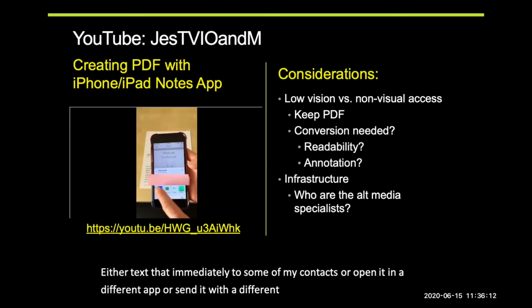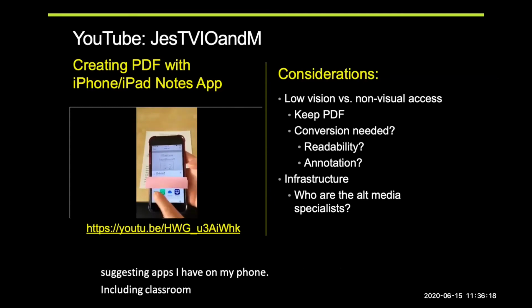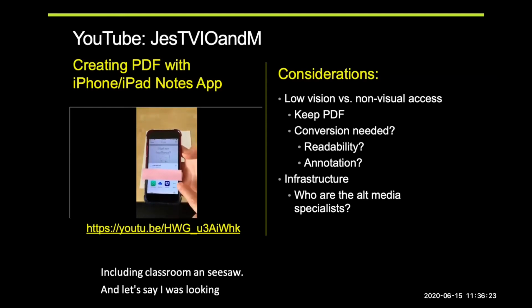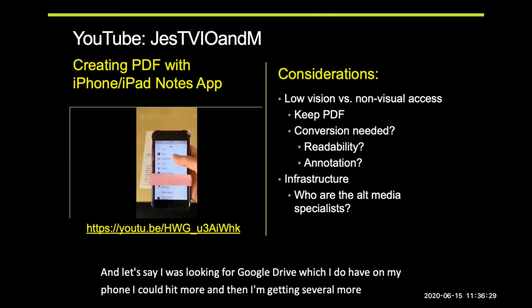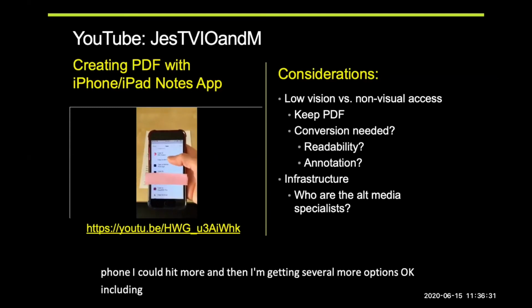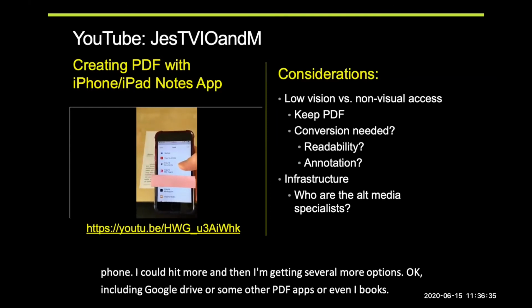Right now it's suggesting apps I have on my phone, including Classroom and Seesaw. And let's say I was looking for Google Drive, which I do have on my phone. I could hit more, and then I'm getting several more options, including Google Drive or some other PDF apps, or even iBooks. Okay, hope that helps.